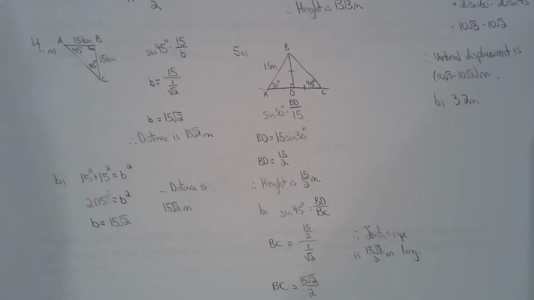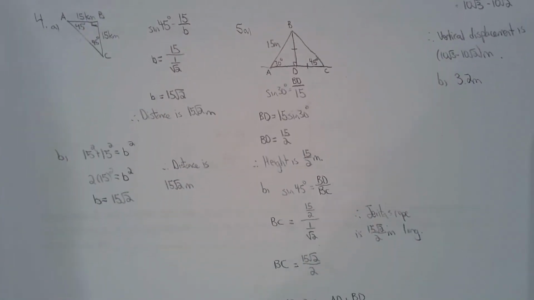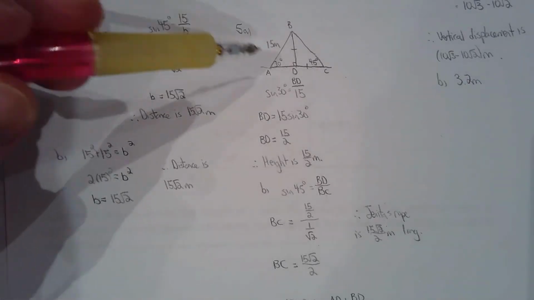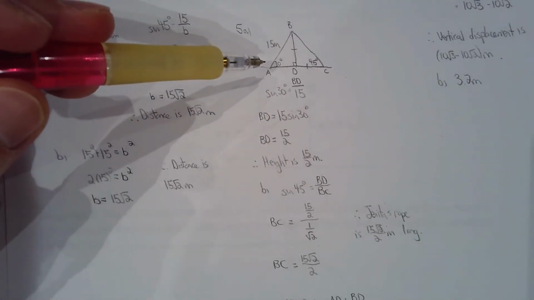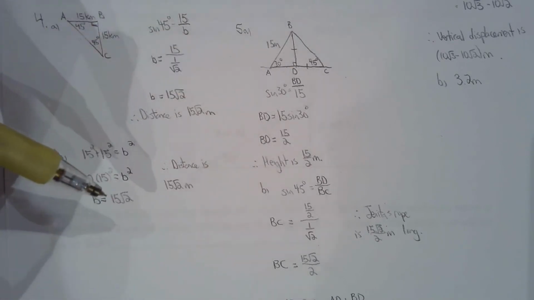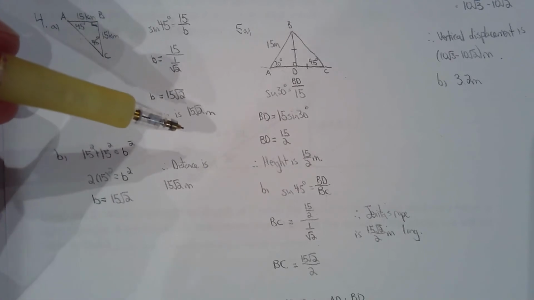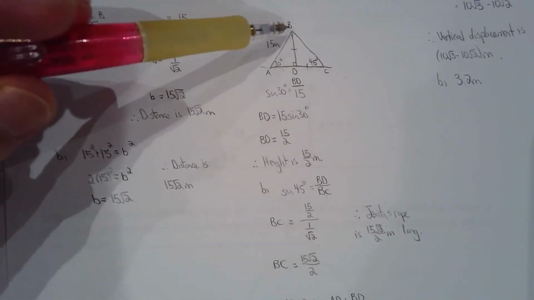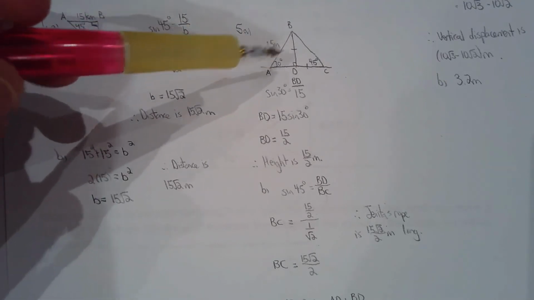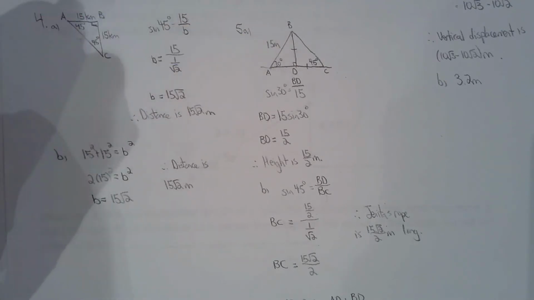For question 5, Alicia and Janita are holding a hot air balloon using guide ropes. Alicia holds a 15-meter rope but makes a 30-degree angle, whereas Janita has a 45-degree angle to the ground. So they're asking for the height of the balloon. So solve for BD, 30 degrees here, and use the sine ratio to solve for BD, which will give you 15 over 2 meters.